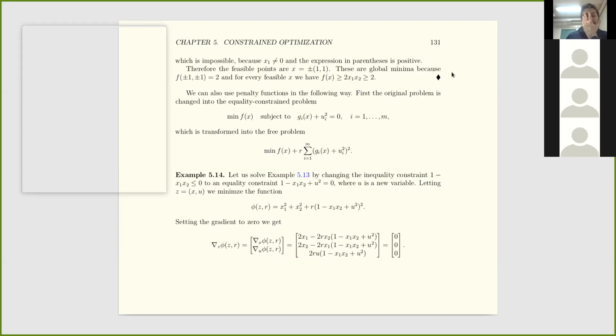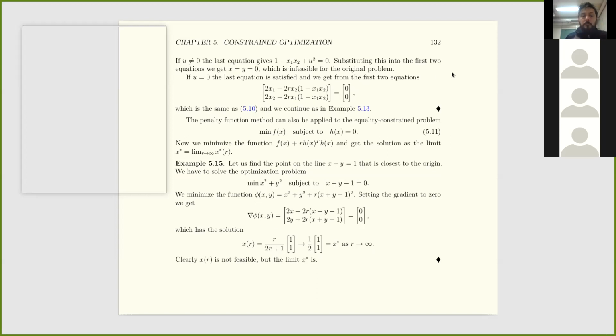The thing about this is that you can apply this method also to equality constraints. Whether or not g_i is supposed to be an equality or inequality, it doesn't really matter. You can apply this to all of those. Here is another example that you can do. If it's an equality problem, you don't need to introduce the slack variable.